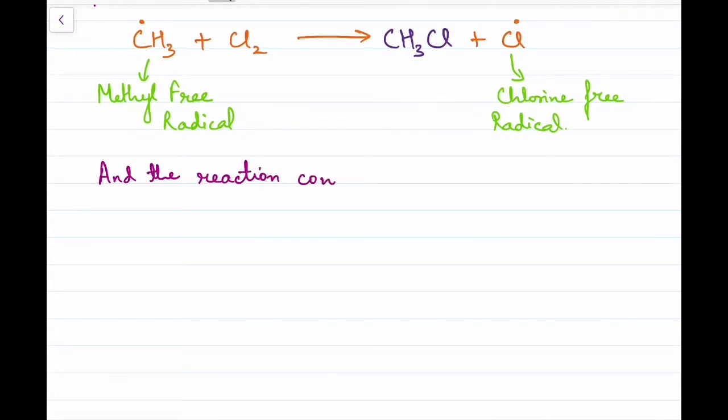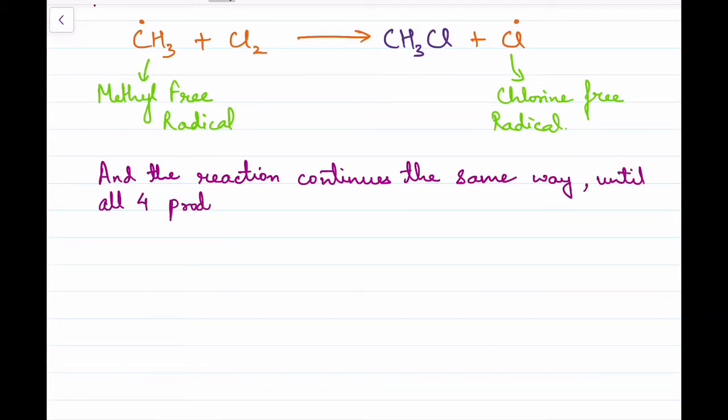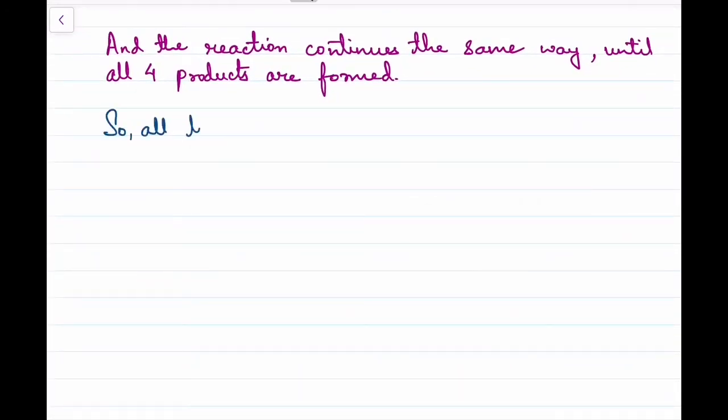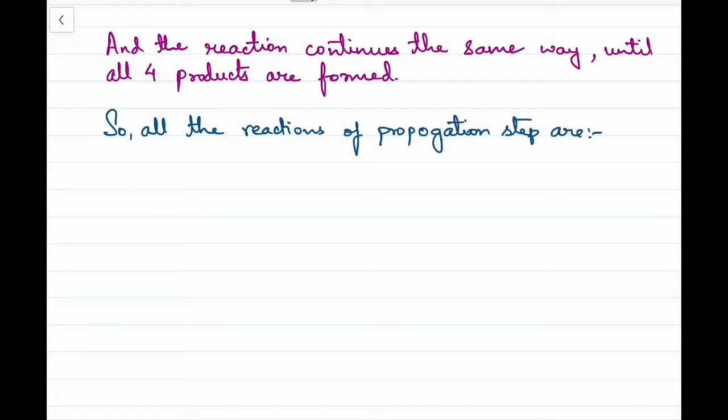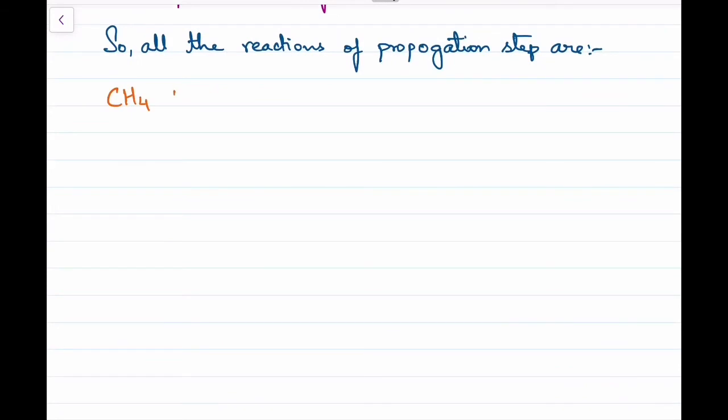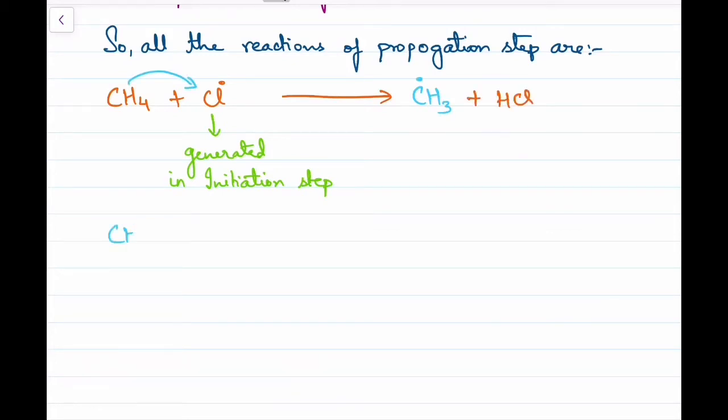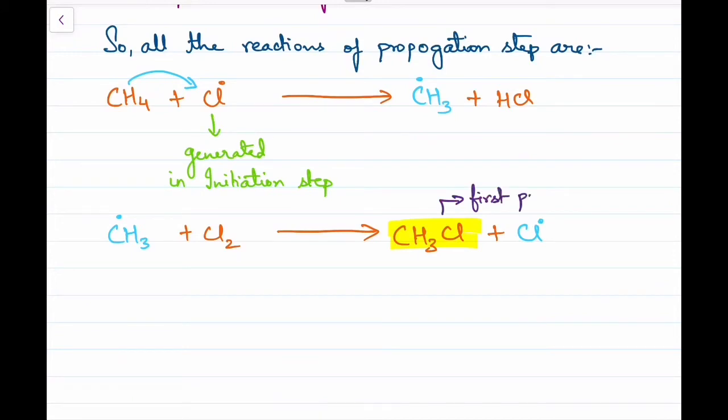And this is how all the 4 products are formed, just like this. So the reaction continues the same way until all the 4 products are formed. So now we'll see all the reactions of the propagation step in one place. First, as I explained, the chlorine free radical generated in the initiation step reacts with methane to give us methyl free radical and HCl. Now the methyl free radical reacts with chlorine to give us our first product, CH3Cl plus chlorine free radical.